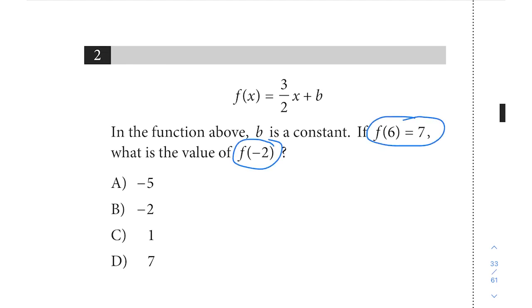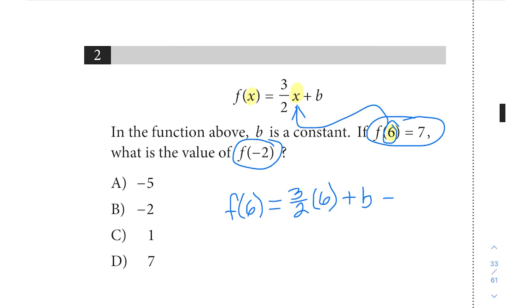Here in question 2, it says in the function above, b is a constant. If f of 6 equals 7, then what is the value of f of negative 2? So whenever you have a function, when they replace the x value for your function with a number, then we're just going to plug that into the expression anywhere that we see that corresponding x. So here, f of 6 would be the equivalent of saying 3/2 times 6 and then plus b. So we're just plugging this 6 in place of x in this function.